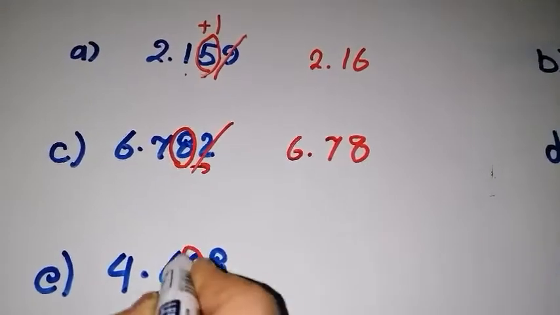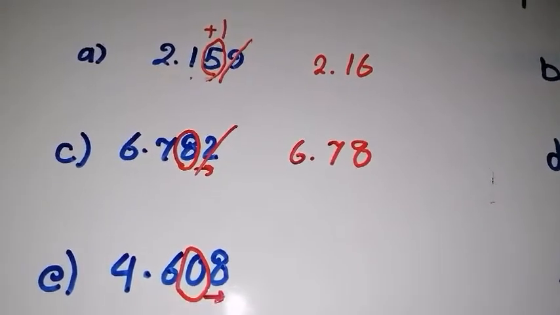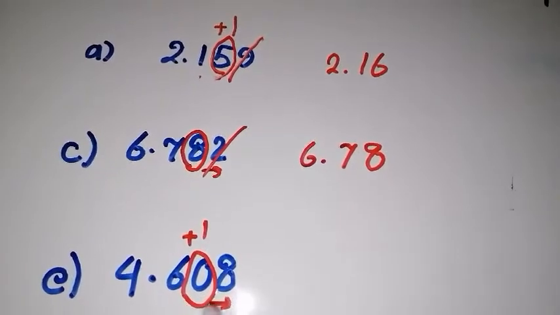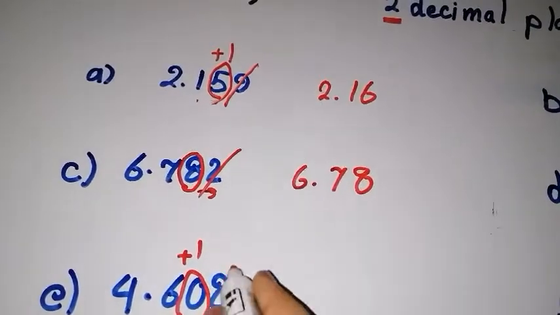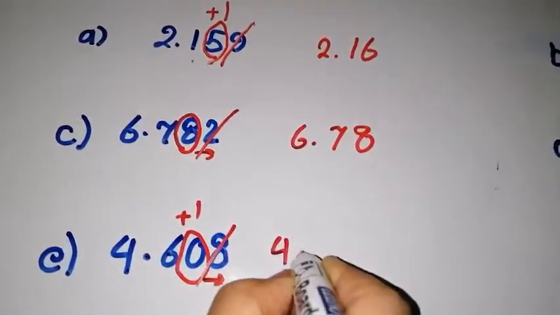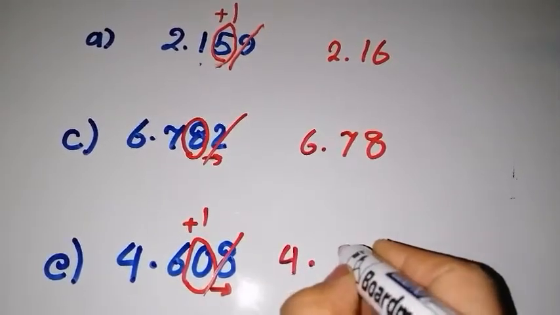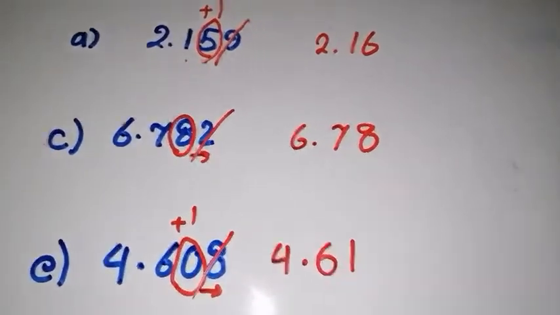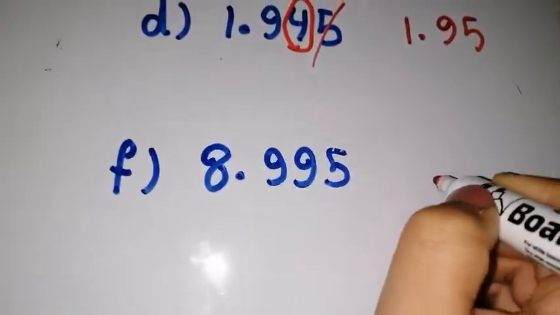Circle the number. Look next door. 5 or more. Yes, add 1 more. Numbers on the right, 0 is the same. Numbers on the left just stay the same. So I will write the number now, 4.6. And here 0 plus 1 is 1. So this is the number. Now the last one, F.